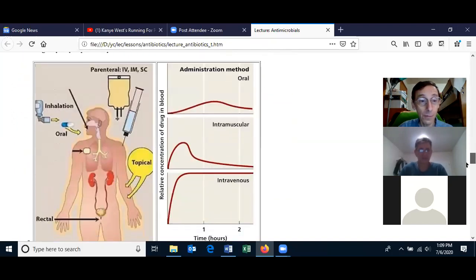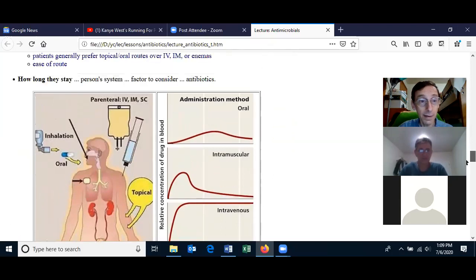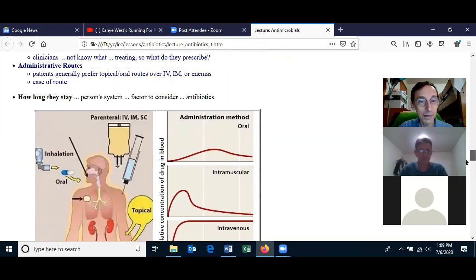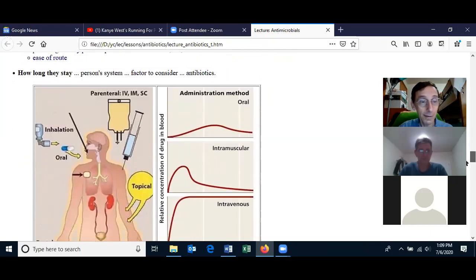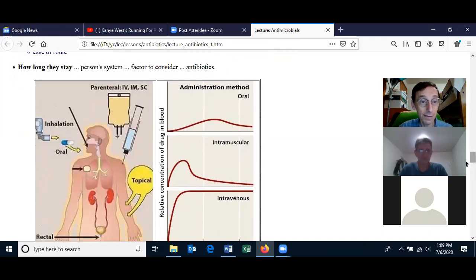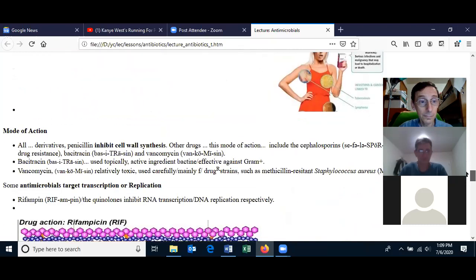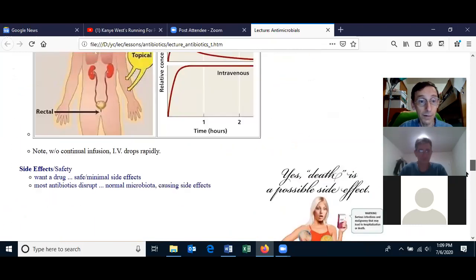And then when you're deciding on which drug to give a patient, like which antibiotic, you have to make a number of decisions for which one to do. And the decisions include the administrative route. Patients generally like to take a topical treatment of antibiotic or an oral treatment. Most adults don't like enemas. Or most people don't like IV or IM also because it's a shot. But the clinician has to consider how long they stay in the system, what the side effects are, before they decide on which antibiotic to give.